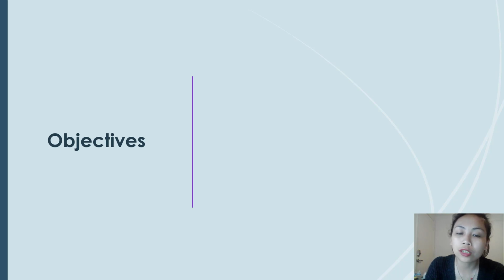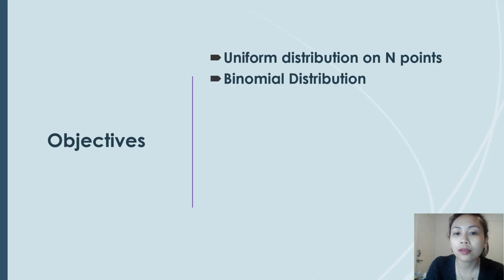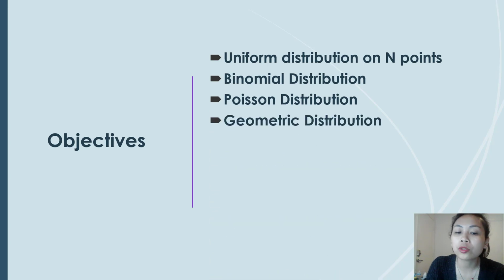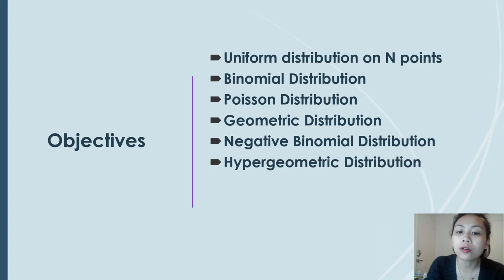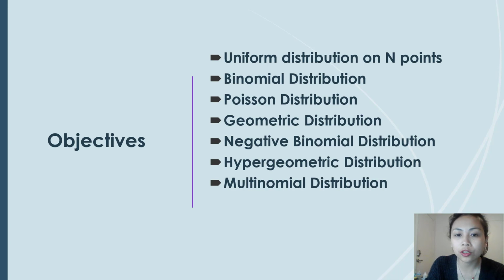distributions in the discrete case. So the first distribution is uniform, then binomial distribution, Poisson distribution, geometric distribution, negative binomial distribution, hypergeometric distribution, and multinomial distribution. So let's get started with the first one.